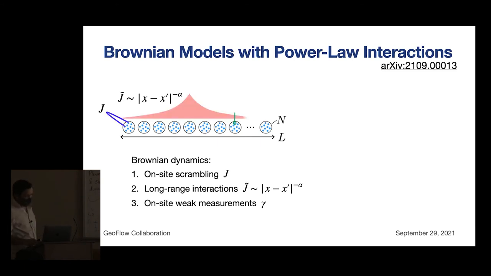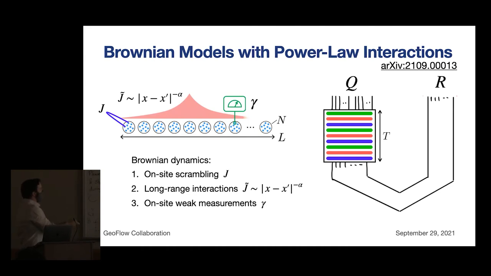Okay, so we have three ingredients in this model. I'm going to have on-site scrambling controlled by some coupling J. This is just going to take two qubits in a single cluster and cause some Brownian scrambling between them. Then I'm going to have some long-range couplings where a qubit here couples to a qubit there with some power law decaying interaction. And then finally, I'm going to do these on-site measurements, and that's just single qubit measurements. So these are just the three components, and we're going to put these three components into this entangled channel and repeat these for some delta T time. So little Brownian, little weak measurement, and then little Brownian, little weak measurement, repeated over and over again.